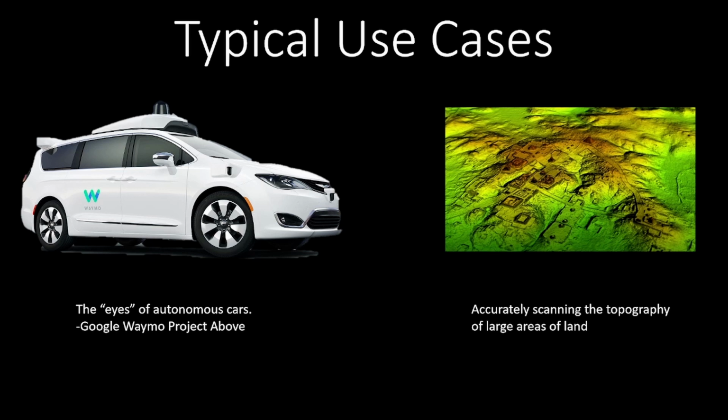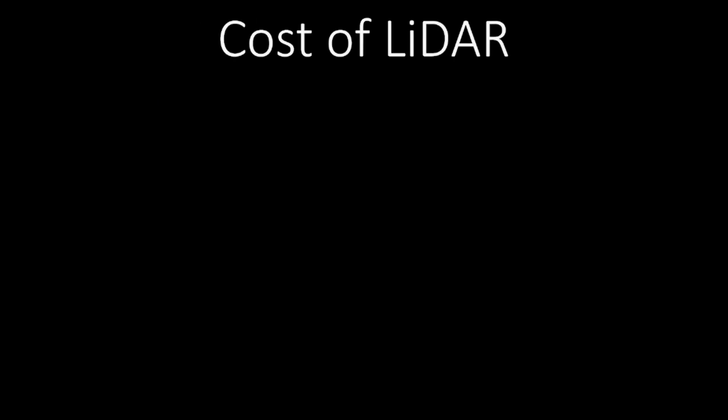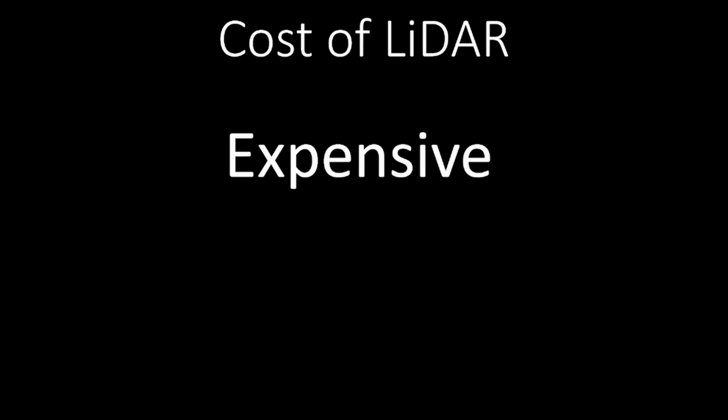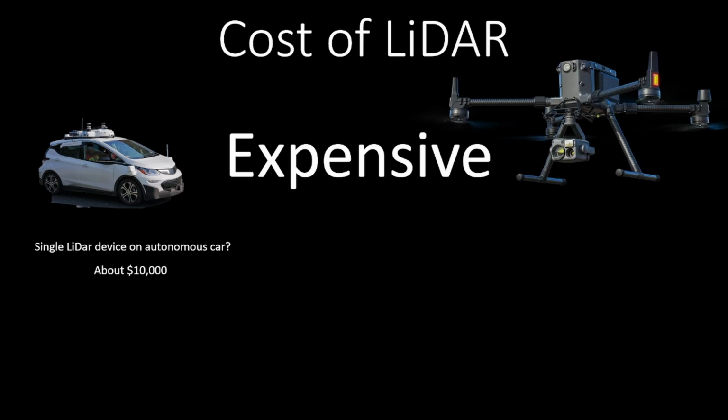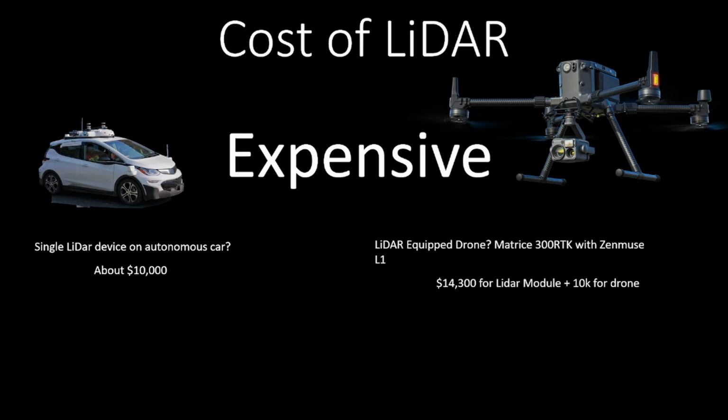This is all super cool, but if you're wondering how much a full LiDAR system costs, well, it's pretty expensive. The Amazon project I told you about cost a couple hundred thousand dollars. If you want to have a LiDAR equipped device in your car, that's going to run you about $10,000 USD. Or better yet, if you want a LiDAR drone to scan the topography of a mountainside, a Matrice 300 RTK with a Zenmuse L1 LiDAR module is going to be right around the $20,000 range.